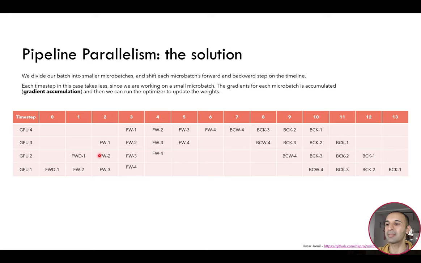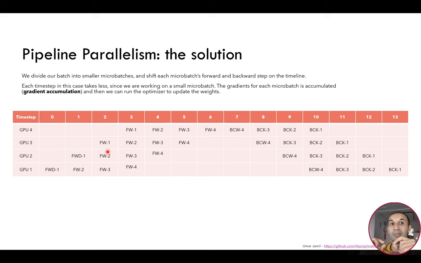But now, at time step 1, we realize that GPU 1 is free, so it can already start working on the second micro batch. Meanwhile, the second GPU is working on the first micro batch, and when it finishes, it can send it to the next GPU. And meanwhile, we realize that now the second GPU is free. So if GPU 1 has finished, we can take the output of GPU 1 and transfer it to GPU 2.